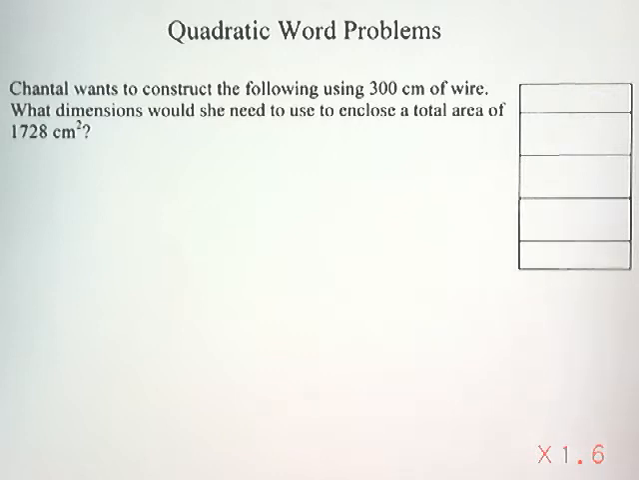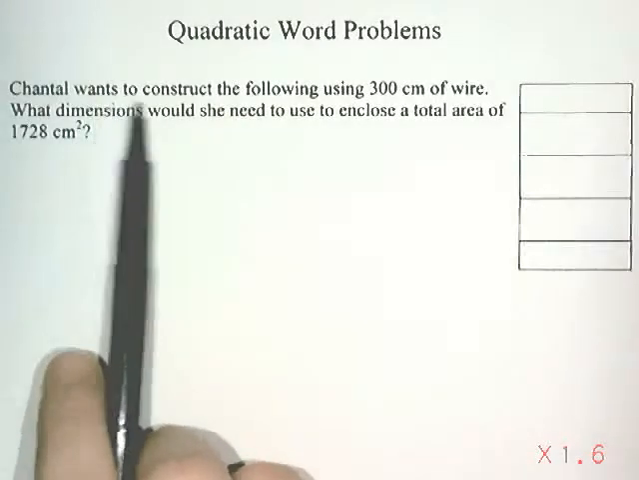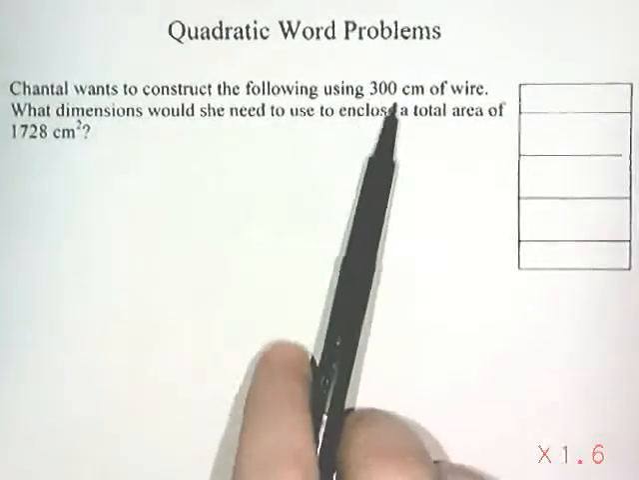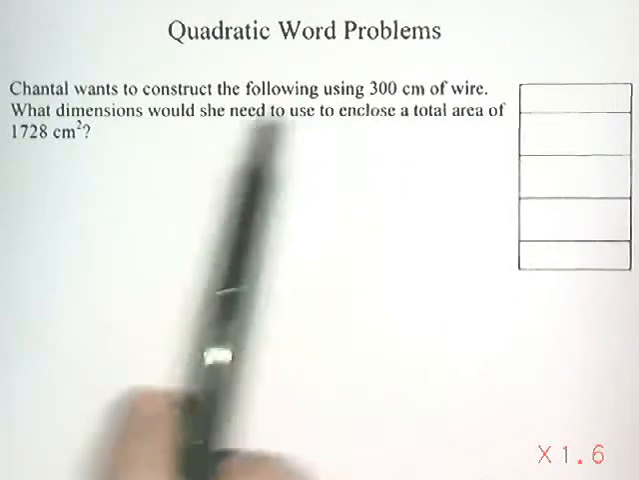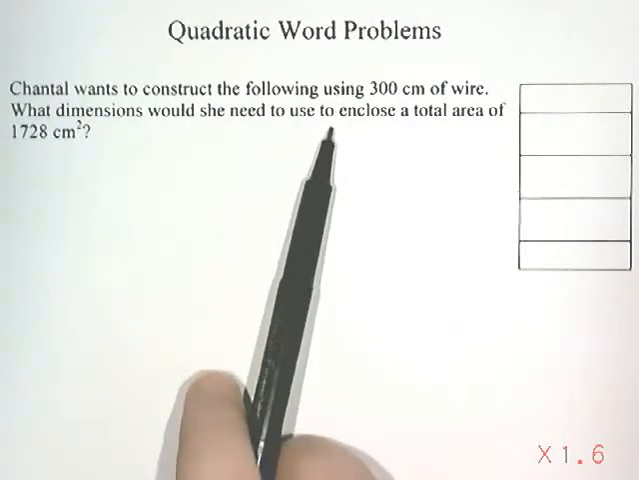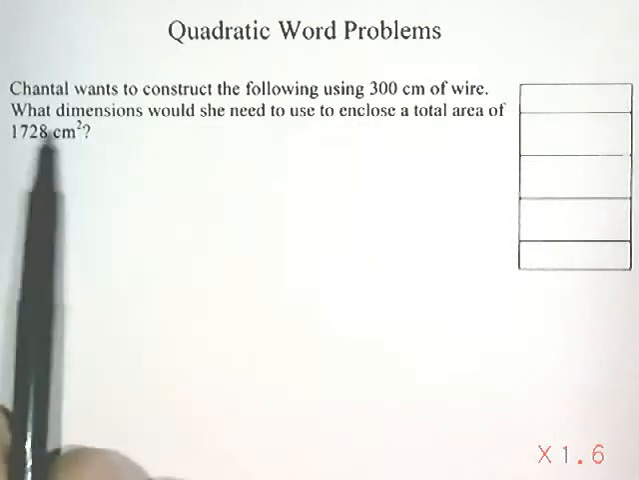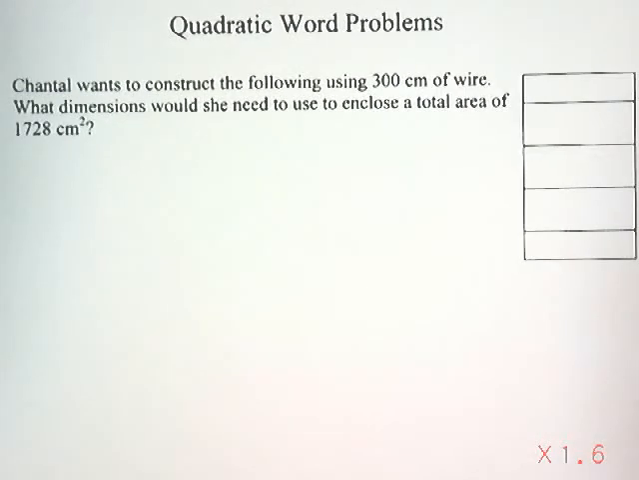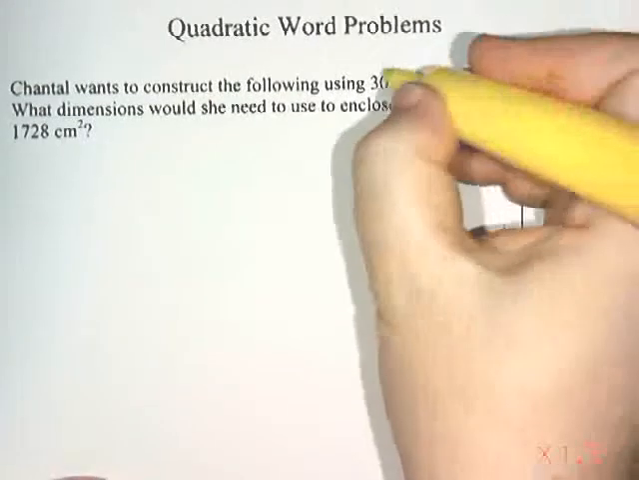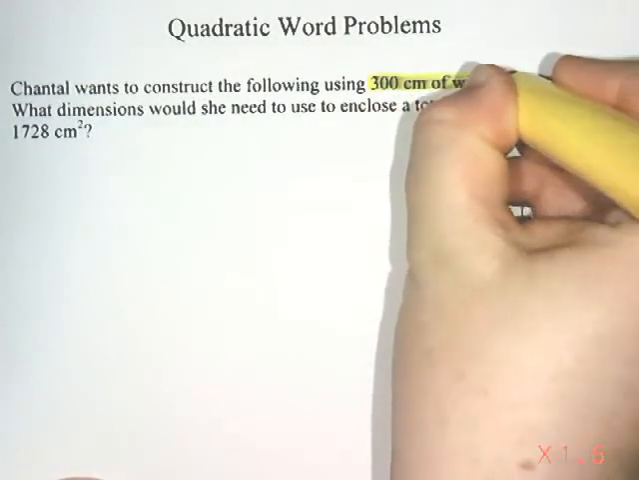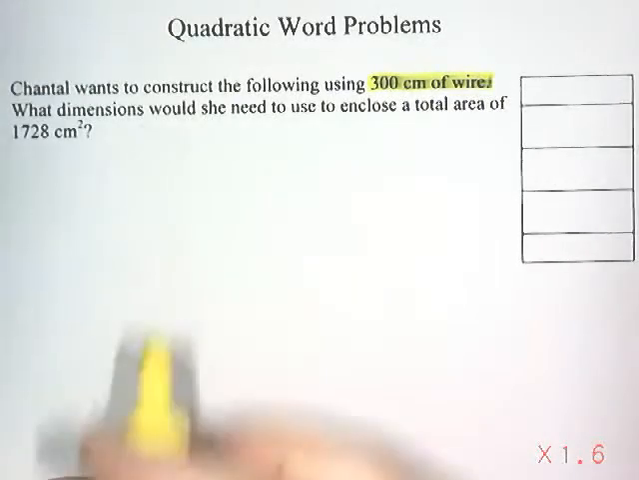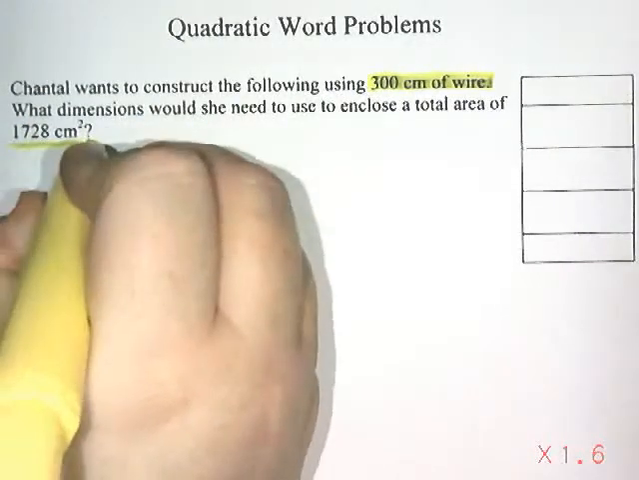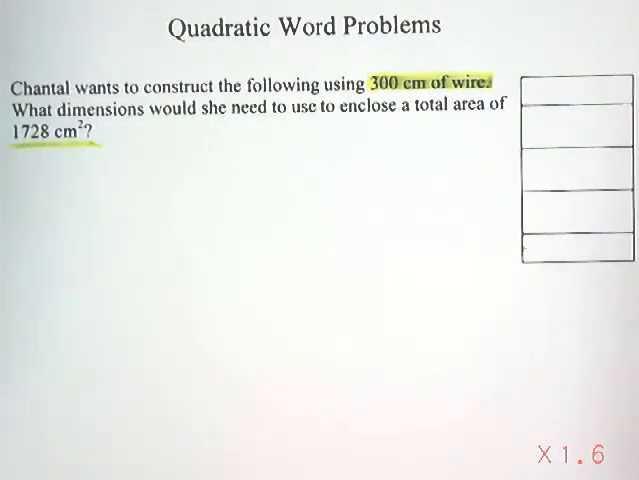So our first question here says, Chantal wants to construct the following using 300 centimeters of wire. What dimensions would she need to use to enclose a total area of 1,728 centimeters squared? So the important pieces of information I see here are that we have 300 centimeters of wire and that it needs to enclose a total of 1,728 centimeters squared.